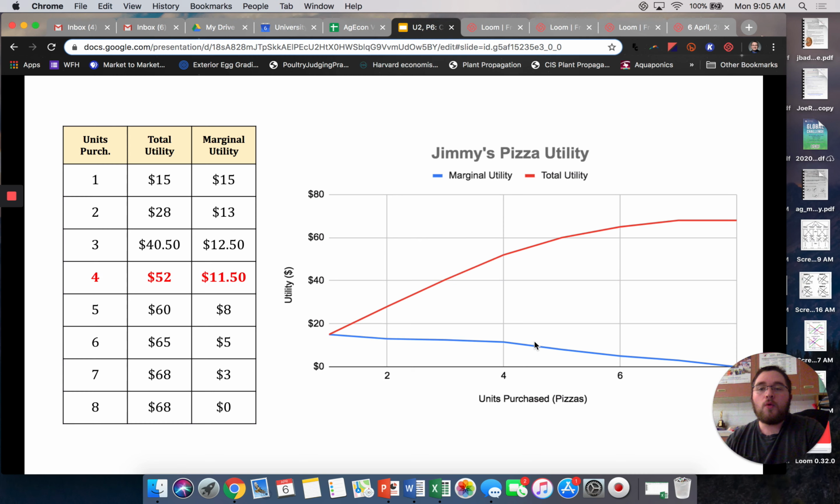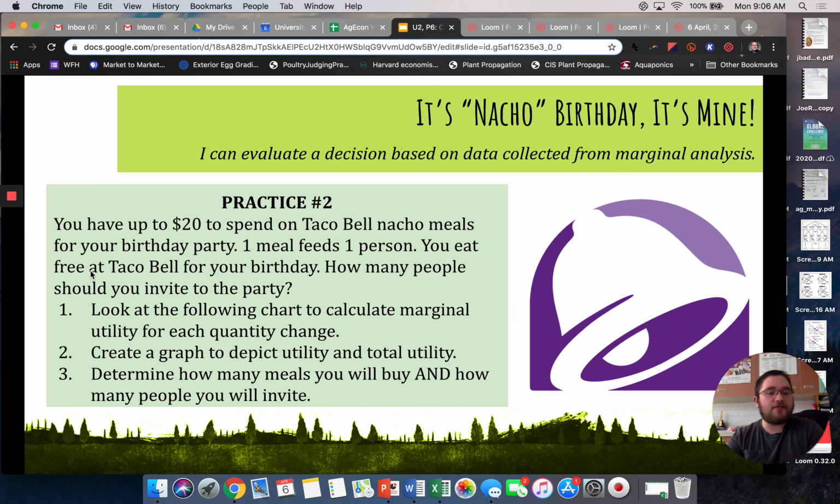So we know that $52 is our budget, so we should purchase 4 pizzas, and the marginal utility from going from 3 to 4 is going to be $11.50. So our answer for this problem is 4. 4 pizzas should be purchased from Jimmy's Pizza for your birthday. That is going to be the best value if you are willing and able to pay $52. Hopefully that makes sense, and if not, you can go back. We have plenty of examples for you in this presentation, and there are lots of them on the internet that you can find, and I'm sure we'll provide you with some more practice later on too.